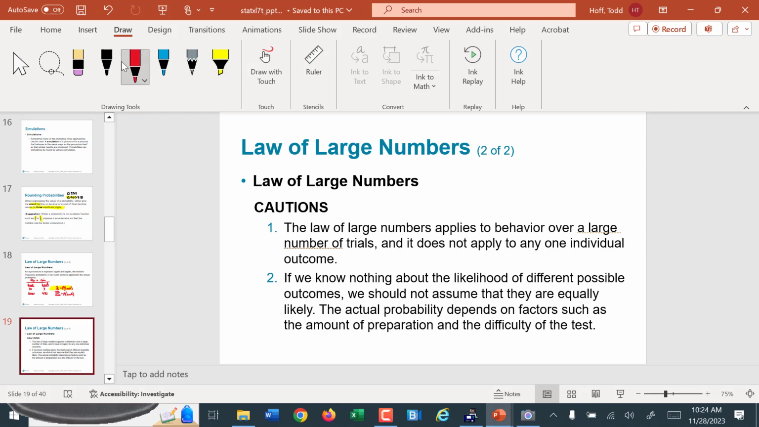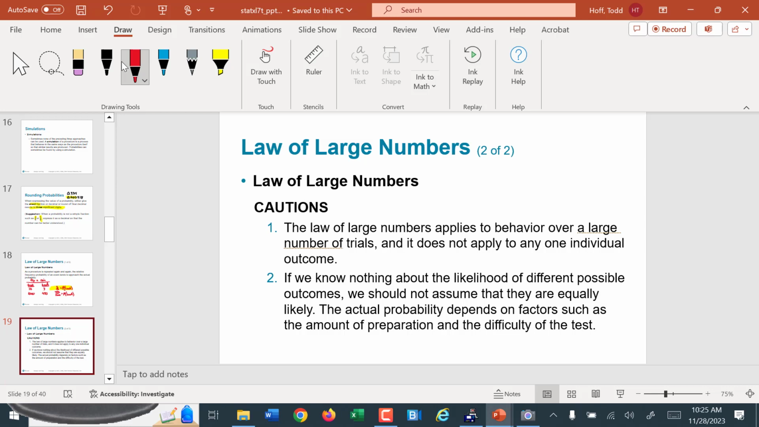So it applies to behavior over a large number of trials. We have to be careful. It does not apply to a single individual outcome. An individual outcome could be one of those unusual events. If we know nothing about the likelihood of different possible outcomes, then we can't assume, first of all, that they're equally likely, and we have to be careful about that. And the actual probability might depend on other factors that could be difficult to test.